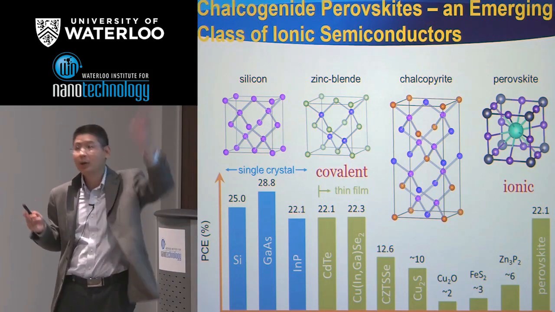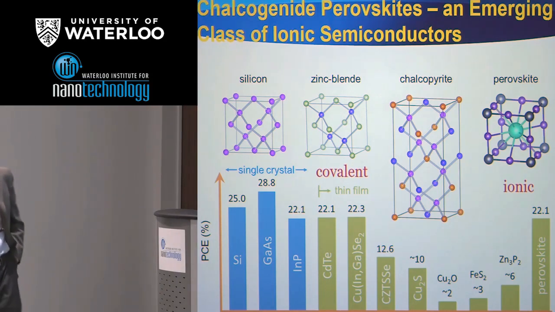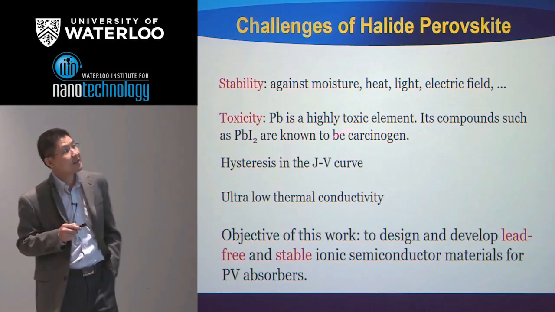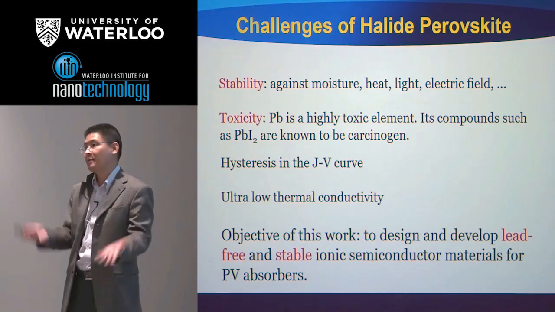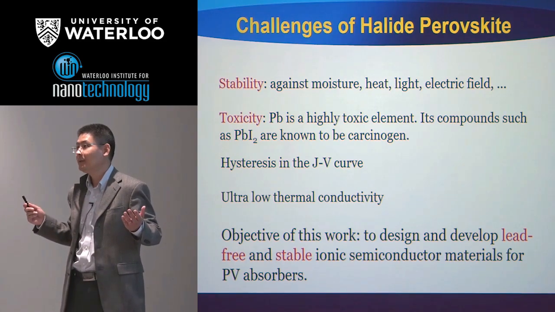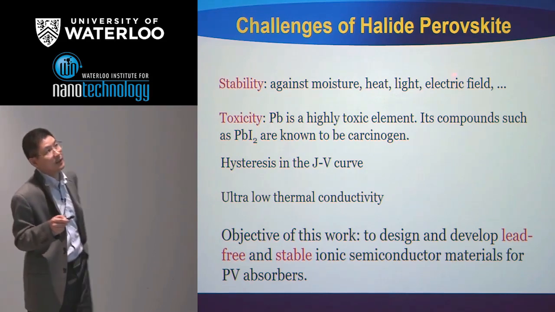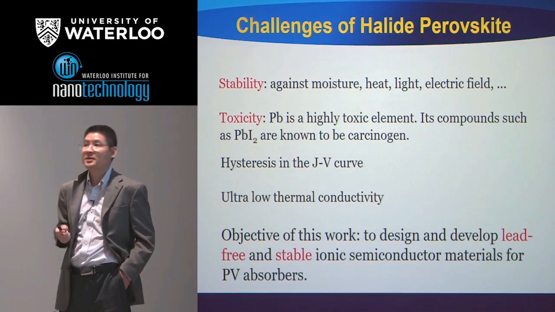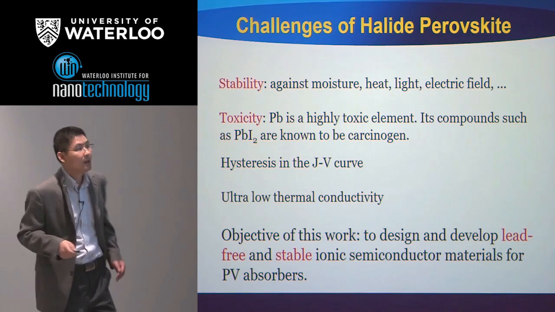So it looks like a magical material for photovoltaic applications. Why hasn't it appeared on our rooftops yet? It turns out that it has very severe drawbacks. Number one is its stability. If you toss this material into water, it just dissolves like salt. It's also not stable against heat, light, or electric field. On the other hand, it also contains toxic elements such as lead, which people don't like, right?